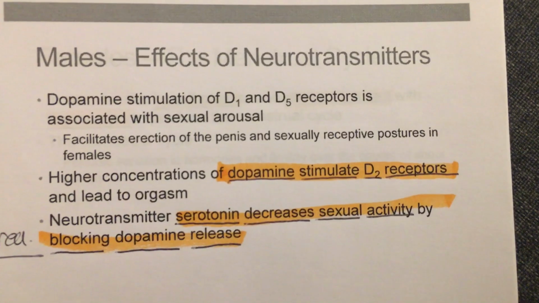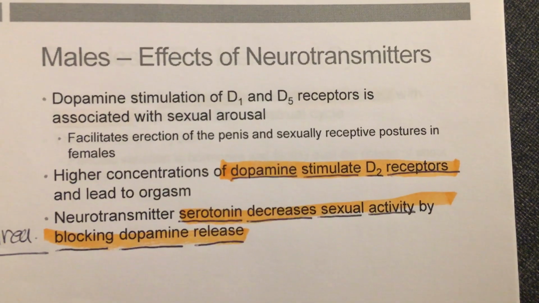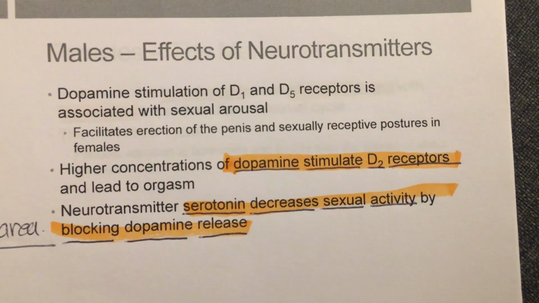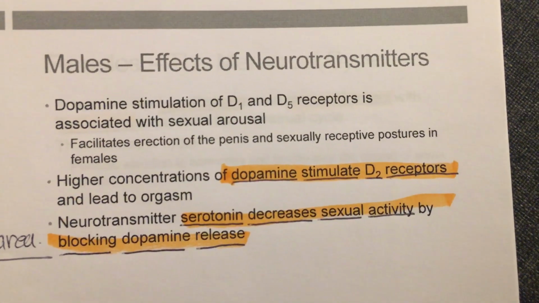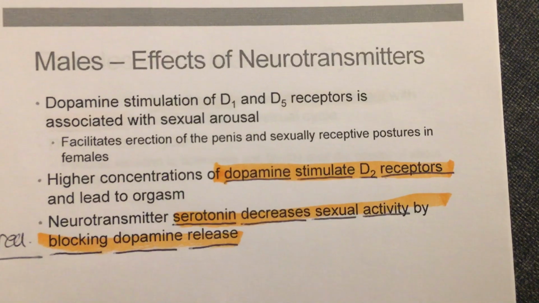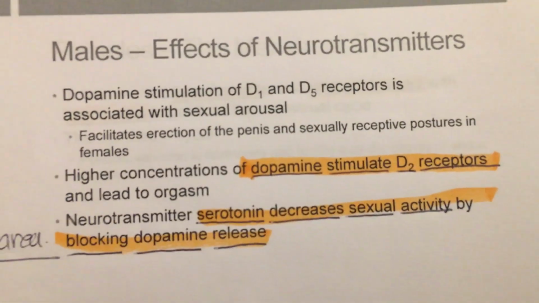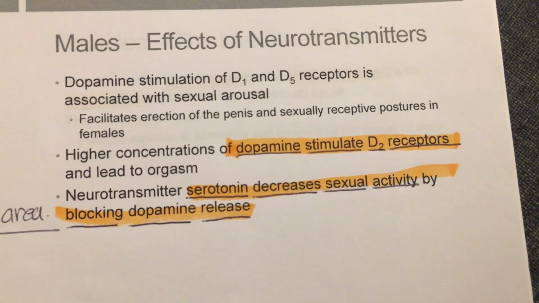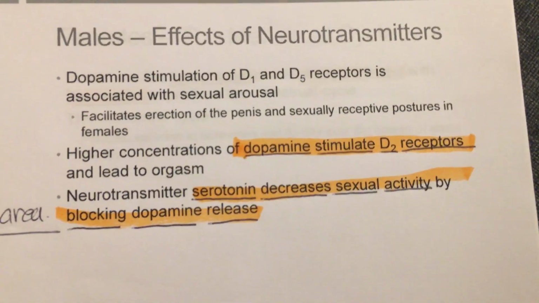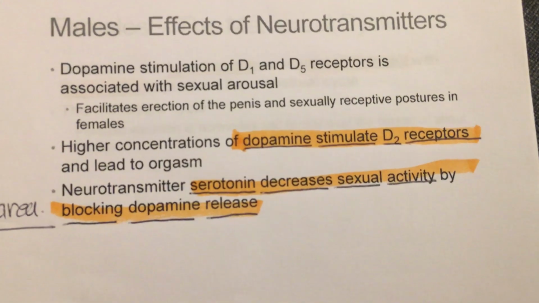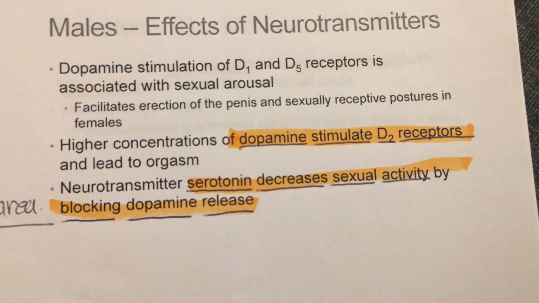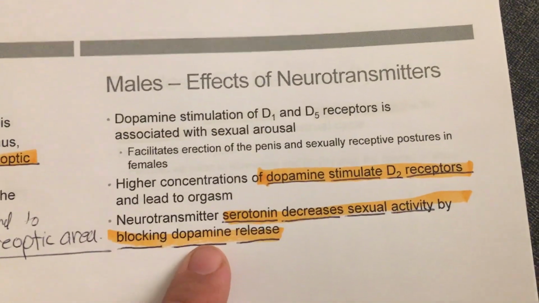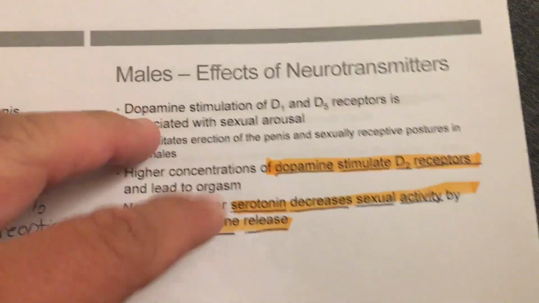Males' effects of neurotransmitters. Dopamine stimulation of D1 and D5 receptors is associated with sexual arousal. It facilitates erection of the penis and sexual reproductive postures in females. Higher concentrations of dopamine stimulate D2 receptors and lead to orgasm. The neurotransmitter serotonin decreases sexual activity by blocking dopamine release. So, surprisingly, serotonin decreases sexual activity.